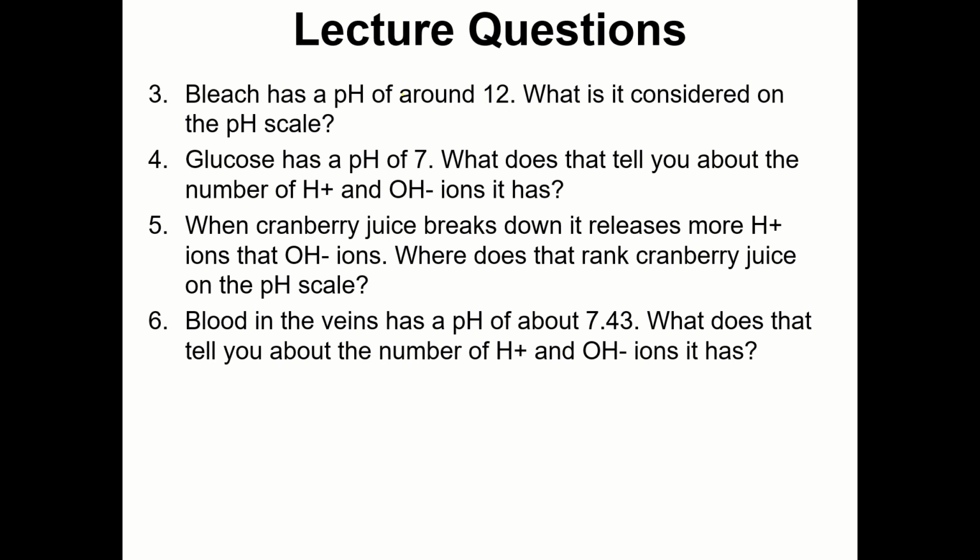Number 5, cranberry juice breaks down in the blood, and it's going to release more hydrogen ions than hydroxyl ions. And so where is that going to cause cranberry juice to sit on the pH scale? Tell me in terms of a neutral pH. Will it be above or below? Finally, blood in the veins has a pH of about 7.43. What does that tell you about the number of hydrogen and hydroxyl ions that are associated with venous blood? Now, don't tell me they're equal because this is not right at a pH of 7.